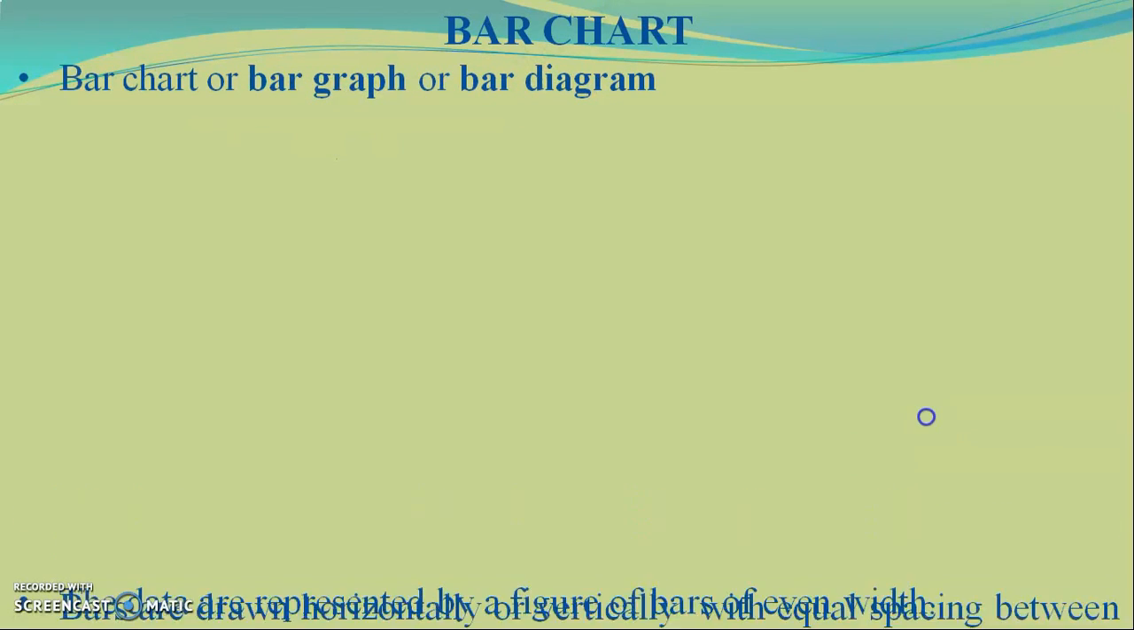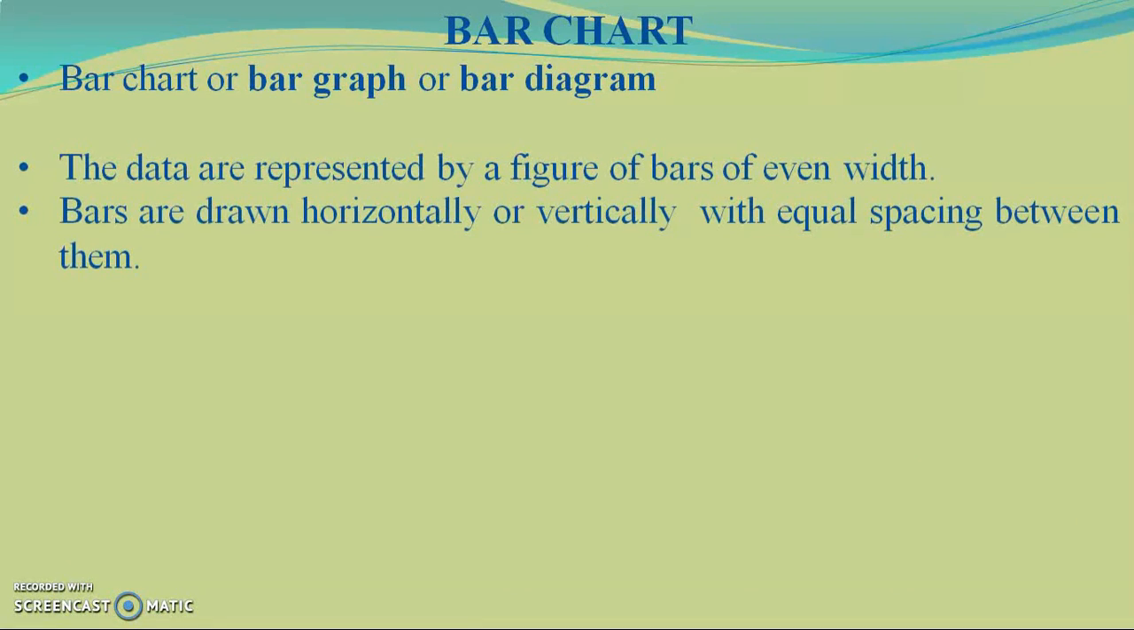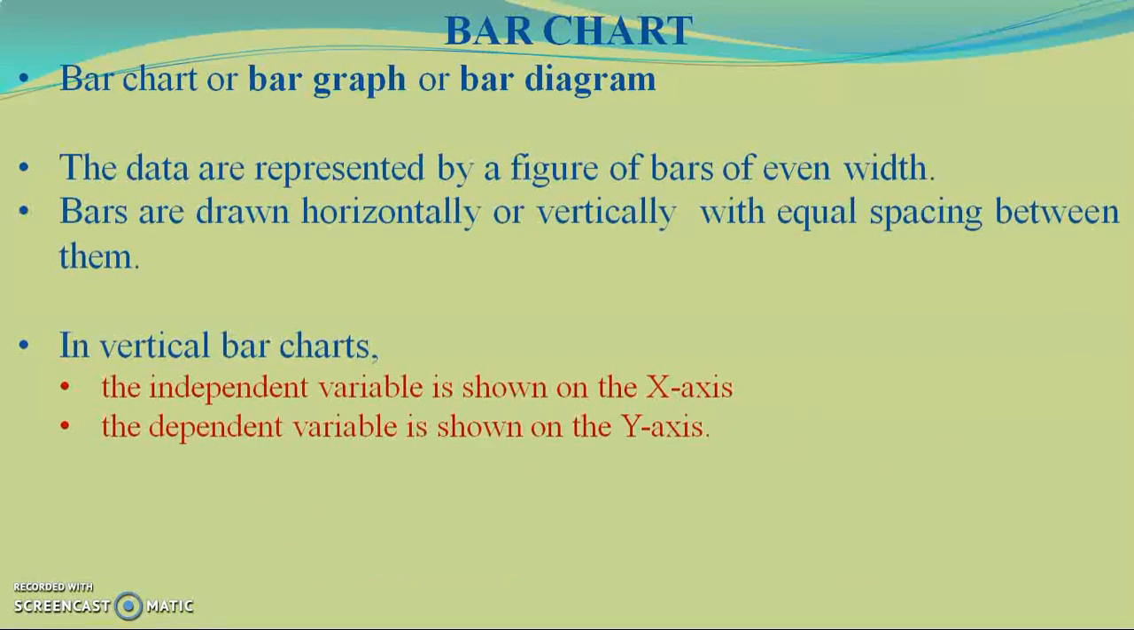Next frequency chart is the bar chart. A bar chart is also called a bar graph or bar diagram. In this, as the name indicates, the data are represented by a set of bars of even width. Bars are drawn either horizontally or vertically, but there will be spacing, and that is equal spacing between the subsequent bars.